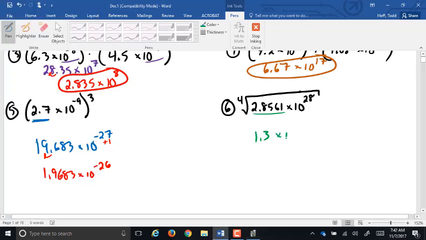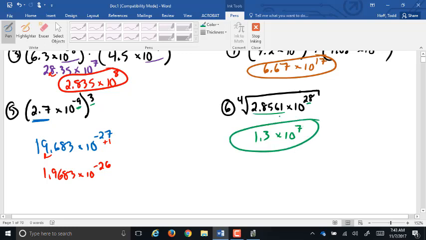Then what do I do with my power of 10 here? 10 to the 28th, the fourth root. When I'm doing a root of an exponent, I divide the power. So like here I multiplied the power. Here I'm going backwards. I divide the power. 28 divided by 4, 7. So 1.3 times 10 to the 7th.